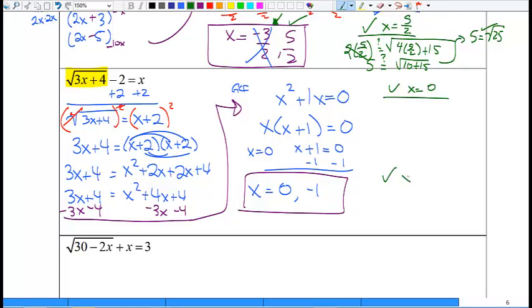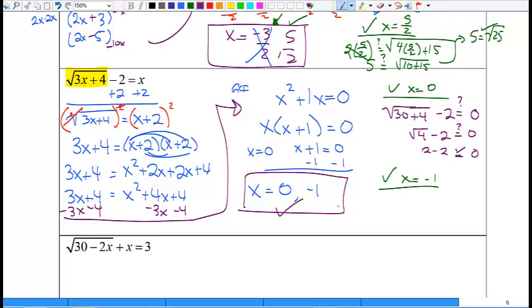So I'm going to check x is equal to 0 first, and then I'll go and check x equals negative 1. So for the 0, I have the square root of 3 times 0 plus 4, minus 2, is supposedly equal to 0. Okay, so the square root of 4 minus 2, is that 0? Well, 2 minus 2, yep, that's 0. It certainly is, so 0 works.